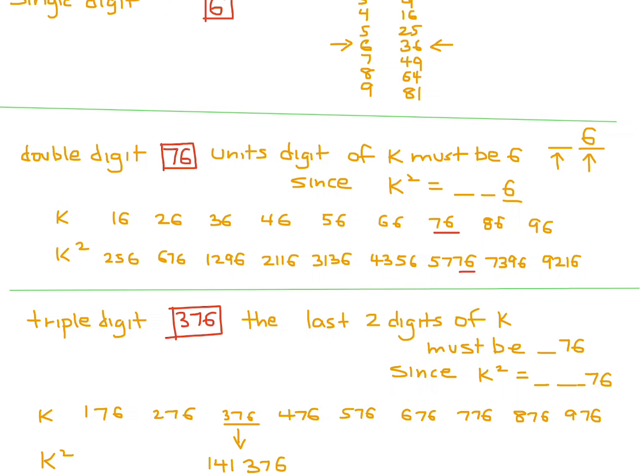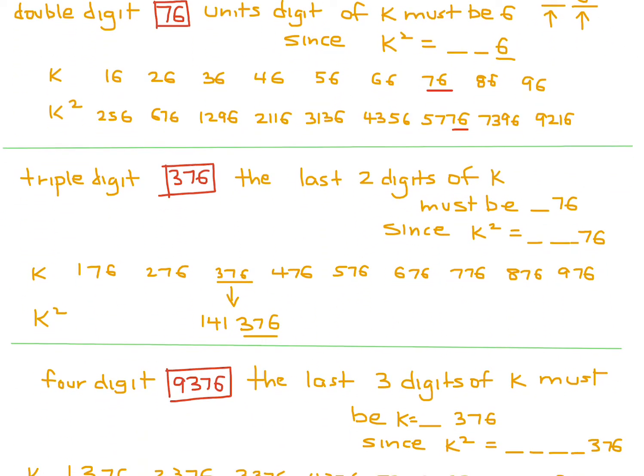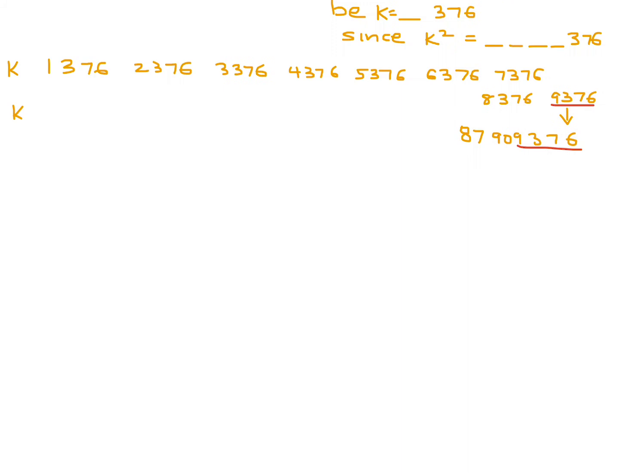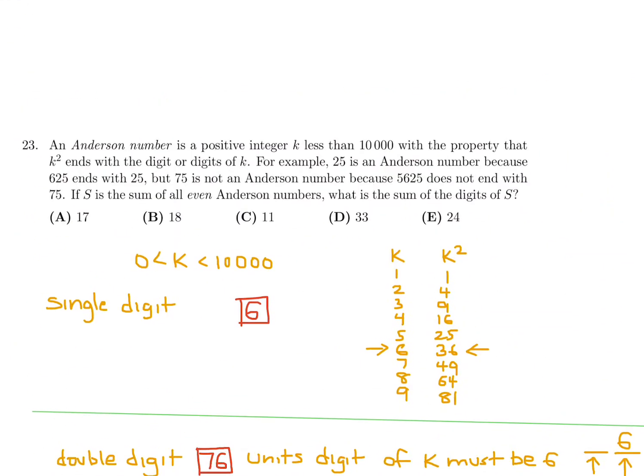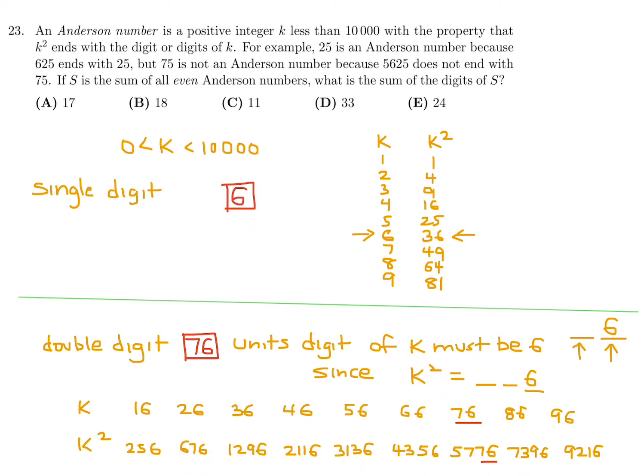So we had 6, 76, 376, and 9376. Our S is the sum of all possible Anderson numbers. So that's 6 plus 76 plus 376 plus 9376, and that number is 9834. And they want you to find the sum of the digits. The sum of the digits of that number is 9 plus 8 plus 3 plus 4, and that is 24. 24 is the answer to this question, and that would be E.